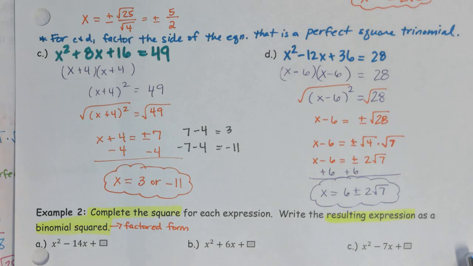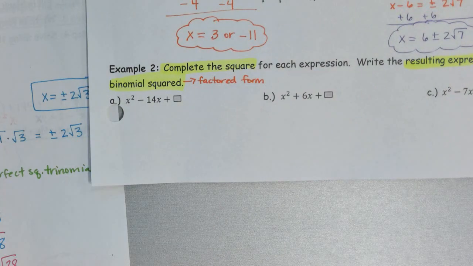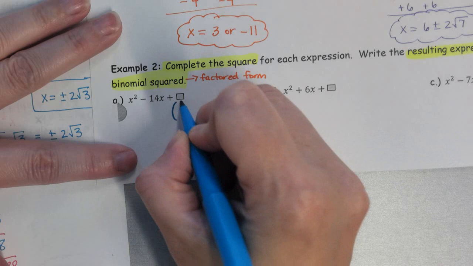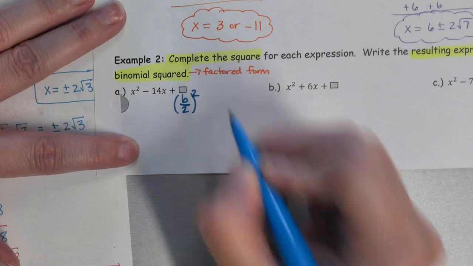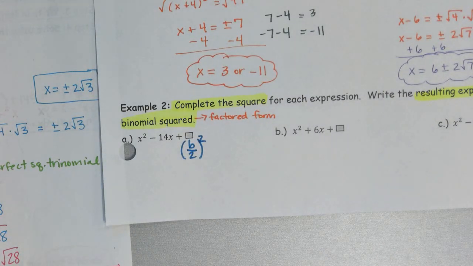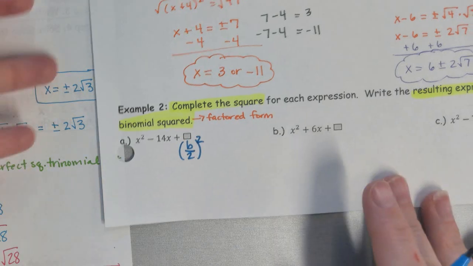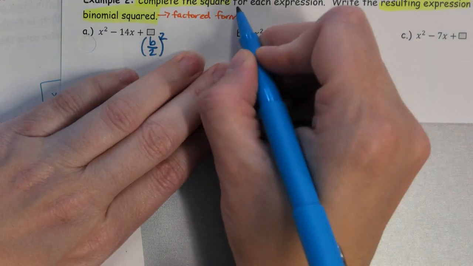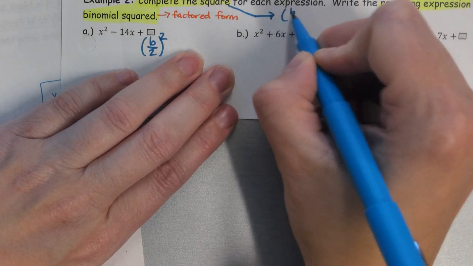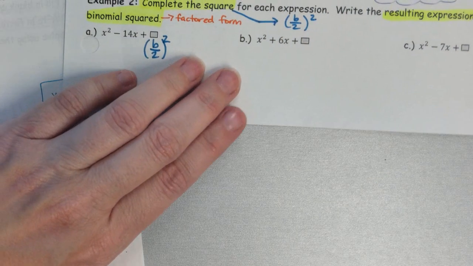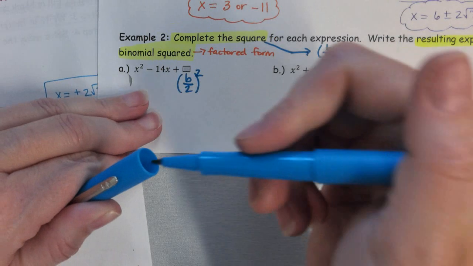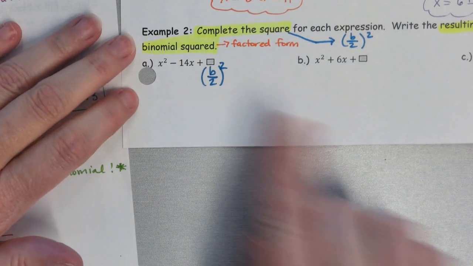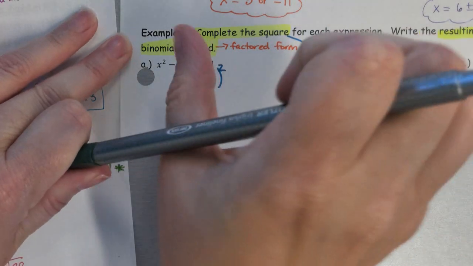Square it, right? So basically what we did, well, not basically, it is what we did: we took half of the b value. So b divided by 2, we take half of it, and then we square it. So anytime you are completing the square, you are going to use that: b over 2 squared.